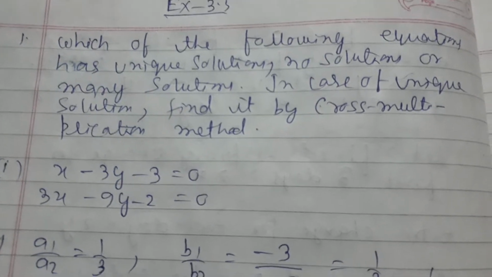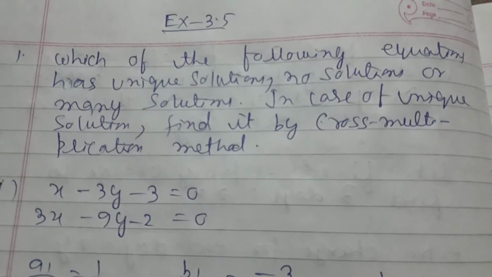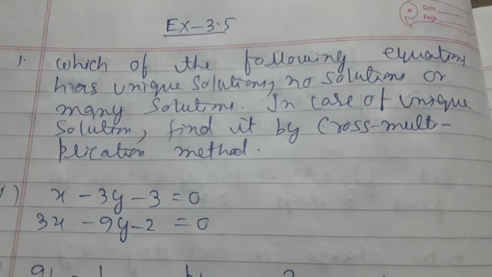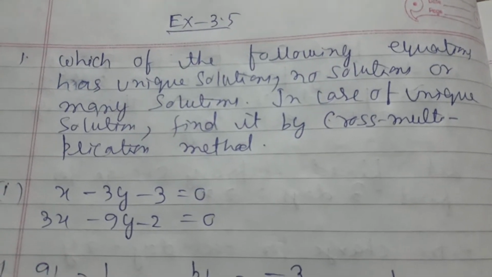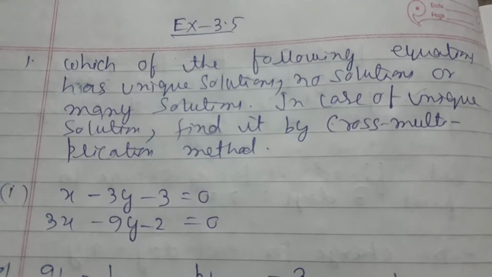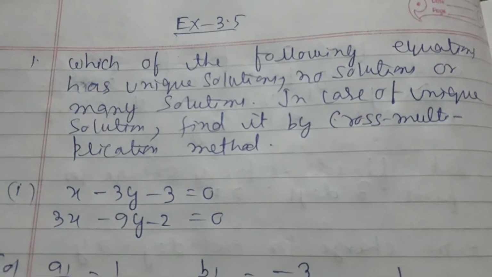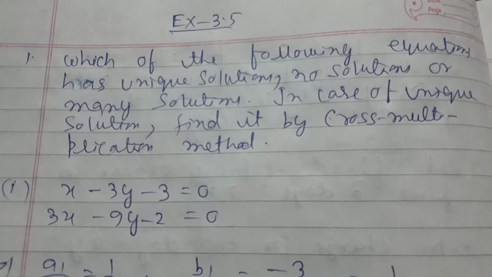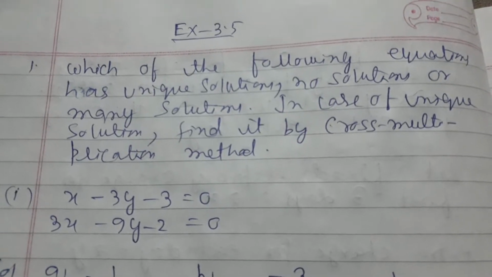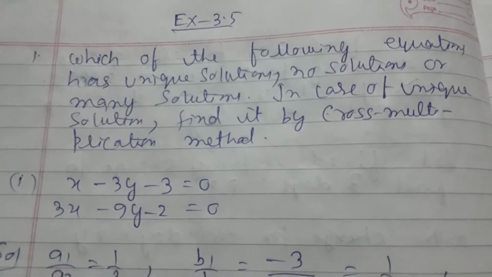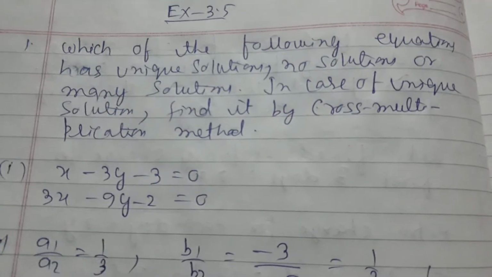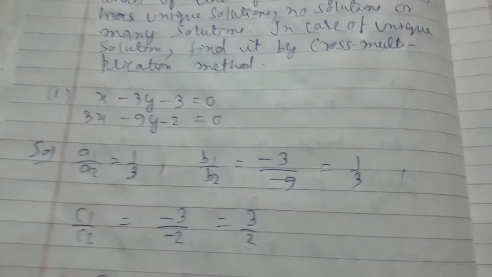Today I shall start exercise 3.5. First question. Which of the following equations has unique solutions, no solutions or infinitely many solutions? In case of unique solutions, find out the values by cross multiplication method. This is another method.